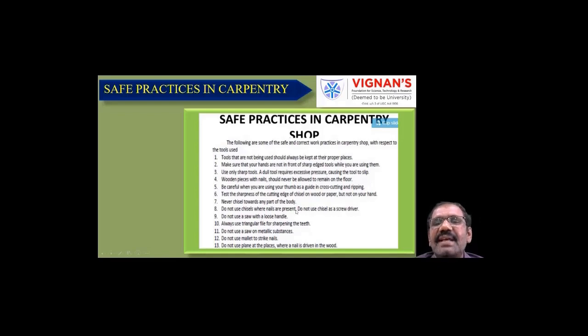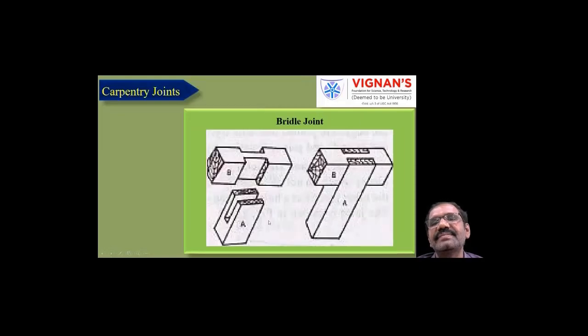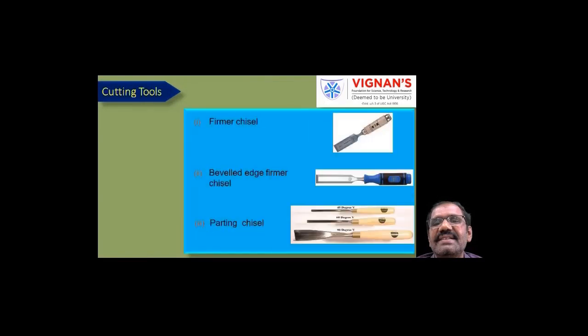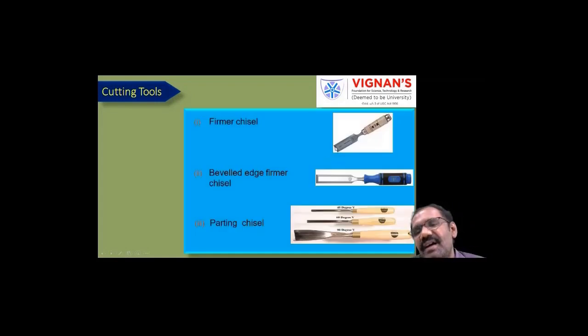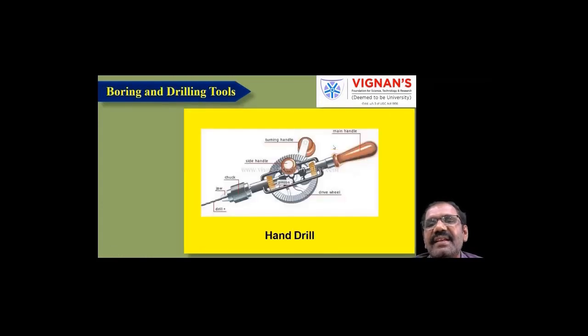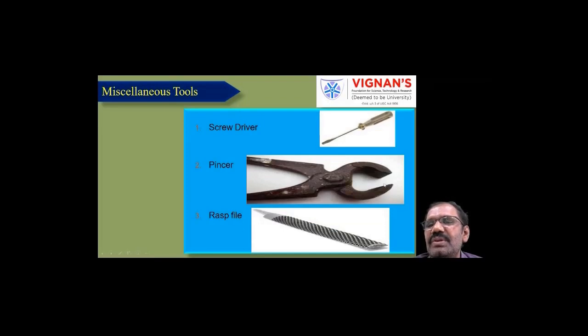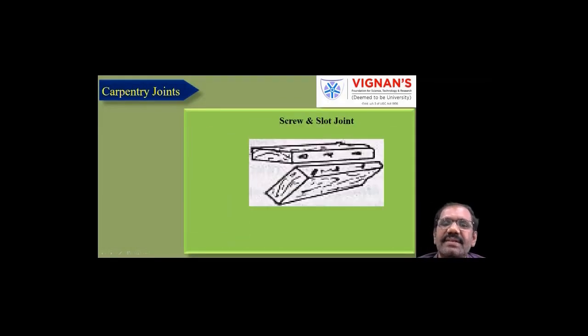Don't use chisels where nails are present. If there are any nails in the wood and you cut with a chisel, the chisel's cutting edge will be damaged. First ensure that nails are not there; if nails are there, you have to remove them. Don't use a chisel as a screwdriver. This chisel has a sharp cutting edge, and if you use it as a screwdriver, the sharp cutting edge will be damaged. Don't use a saw with a loose handle; the saw handle should be tight. If any nails are there, they must be removed using this pincer. Like that you have to take the precautions.